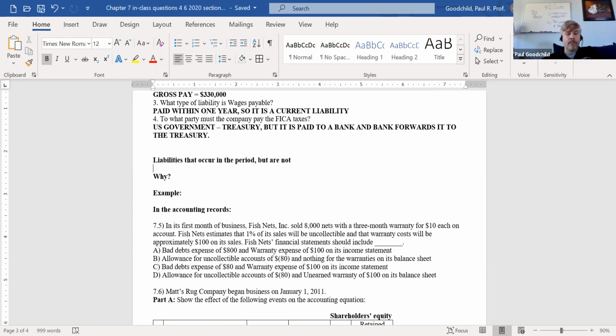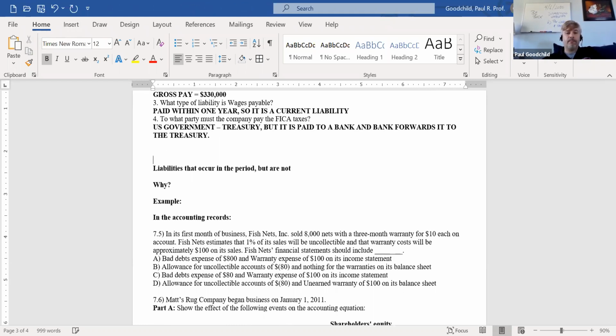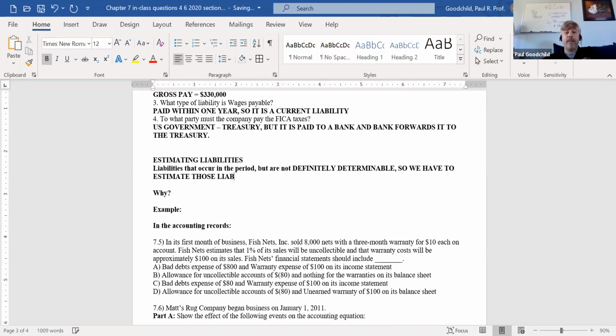So now we get into estimating liabilities. There are some liabilities that occur in the period but are not definitely determinable, and so we have to estimate those liabilities to the best of management's ability.